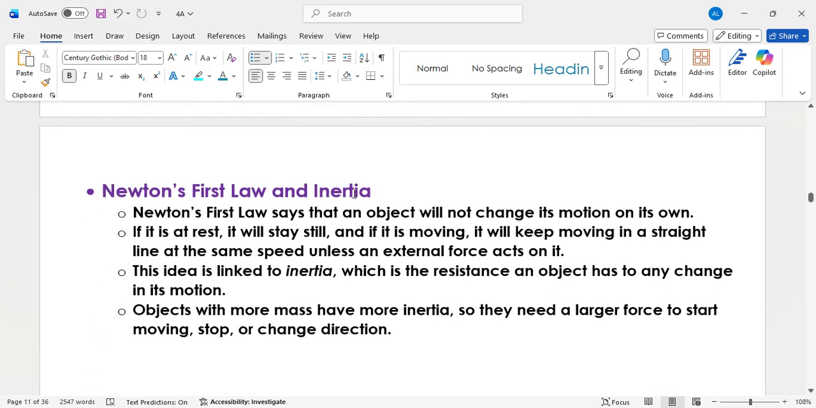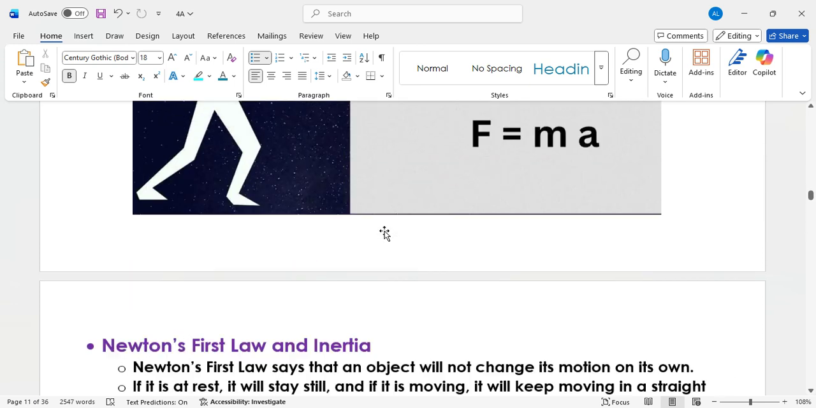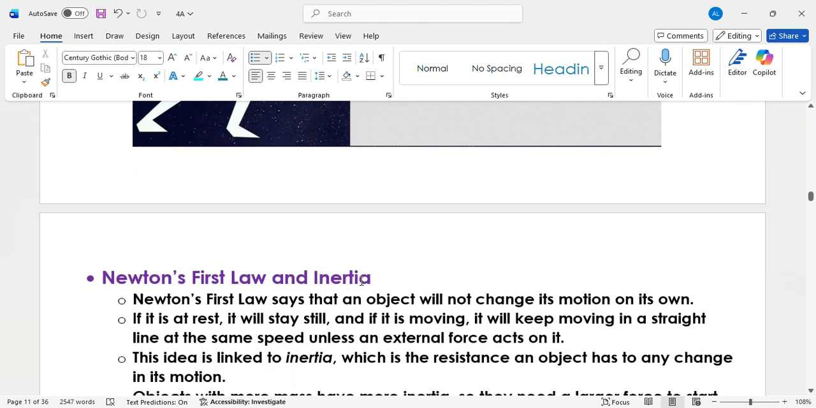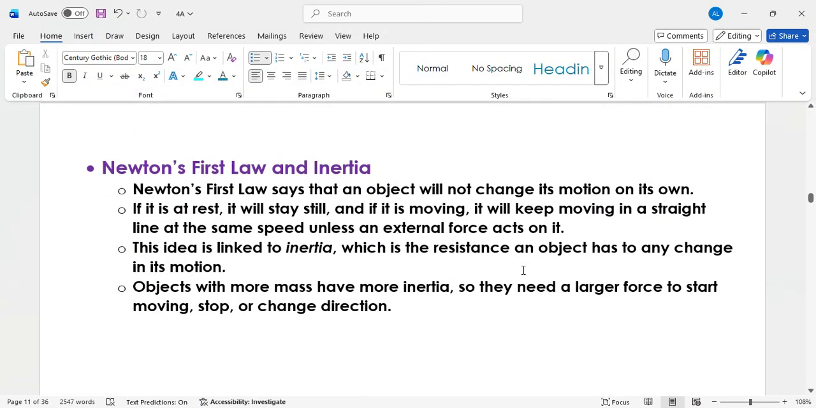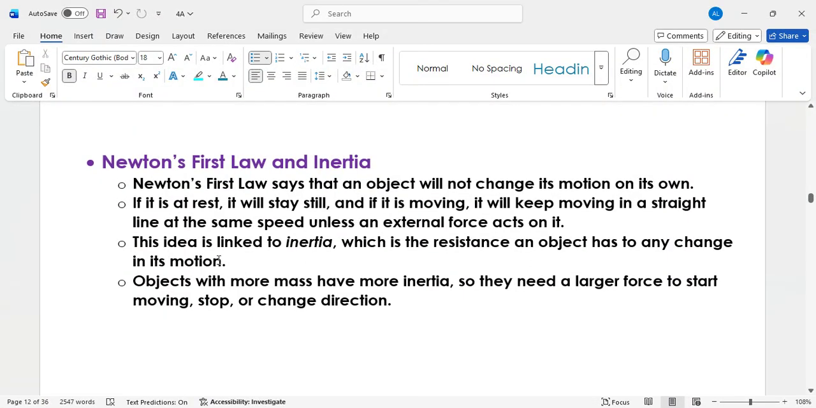All right. Newton's first law, inertia. This is very important. This is high yield for the MCAT. Newton's first law says an object will not change its motion on its own, right? If the book is on the table, it is not going to move on its own. If it is at rest, it will stay still, and if it's moving, it will keep moving in a straight line at the same speed, unless an external force acts on it. Whatever is still will stay still until there's a force that pushes it, backward, forward, down, up, etc.